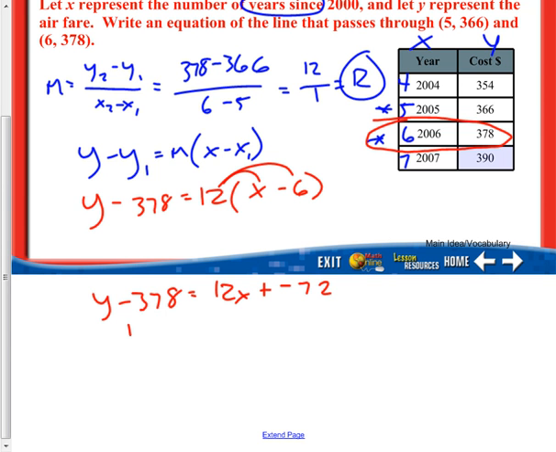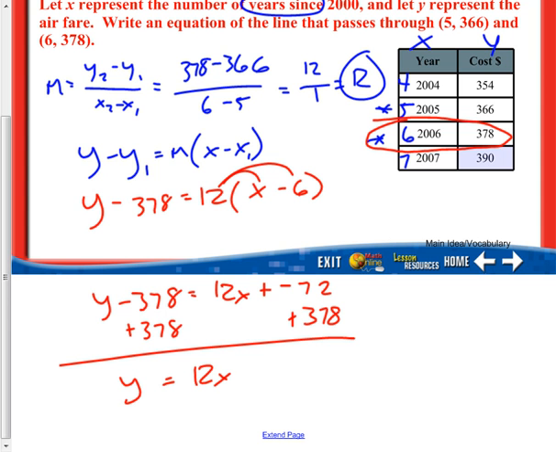All right, so now let's add the 378 to both sides. So I'm going to get y equals 12x plus, okay, since this is negative, I'm just going to go ahead and subtract it like this. I'm going to have 306. All right, and that is the equation in slope-intercept form.